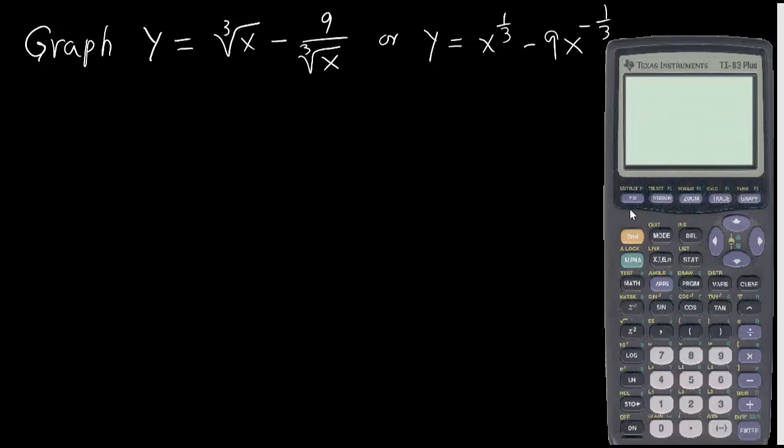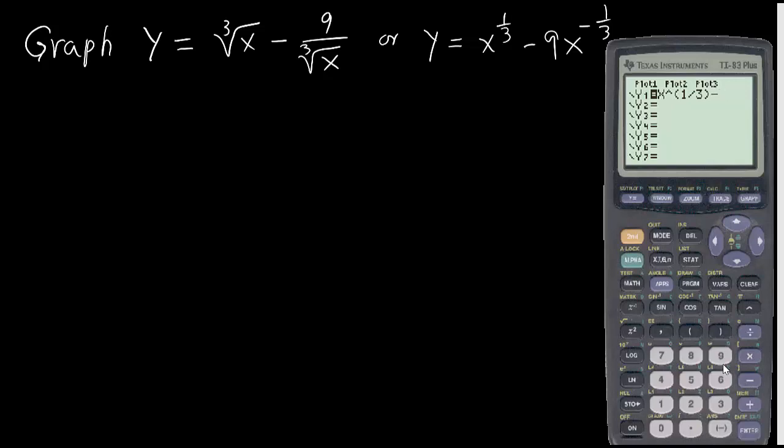So let me clear everything. I type the function just like this. Cube root of x means x to the 1/3. So you can write x, exponent here. Don't forget parentheses if your calculator is like this. And it's a good practice to use parentheses.